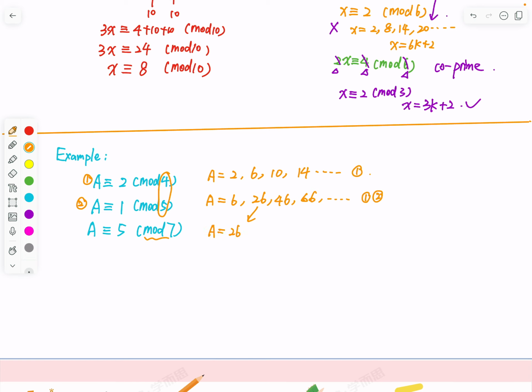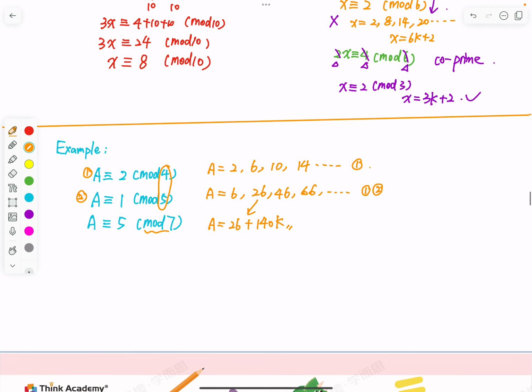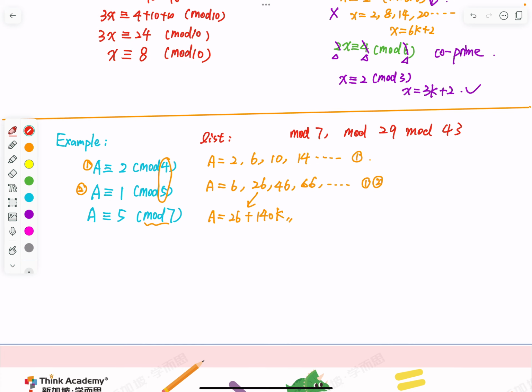Then I can say a equals 26 plus the LCM of 4, 5, and 7, which is 140k. So here is the general term. But we cannot always do the listing method. It's not always possible. Here I only have 4, 5, and 7, so the list is a small number. But if I change the numbers, maybe mod 7, mod 29, mod 43, can you still list? It will waste a lot of time, right? So now let's introduce another method. This is method 1.